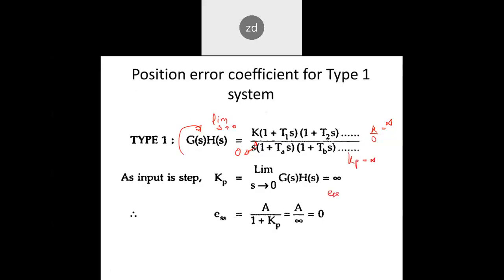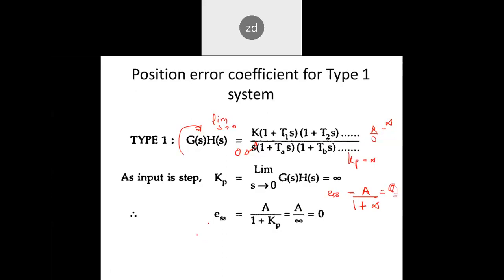So now ess would be equal to A divided by 1 plus, instead of Kp we put infinity. 1 plus infinity would be infinity, and anything divided by infinity would be 0. So that means there is no steady state error for a type 1 system. The position error is 0 in case the unit step input is applied to a type 1 system.